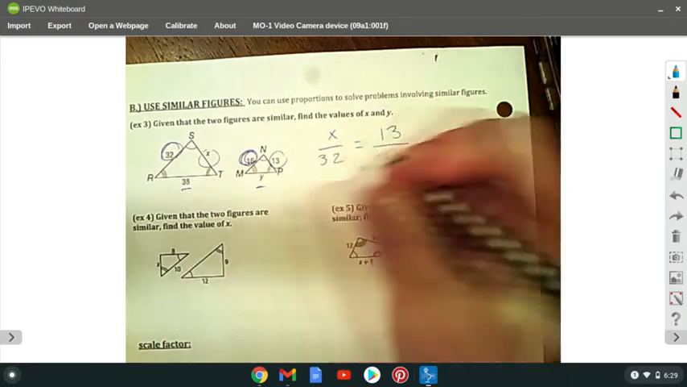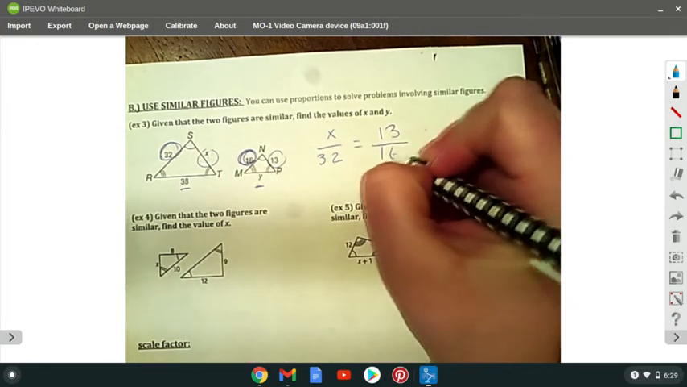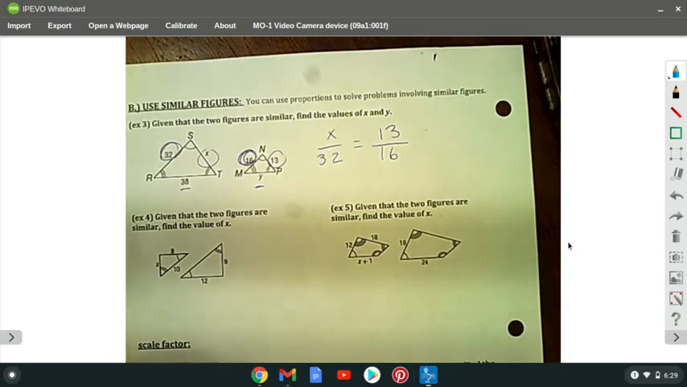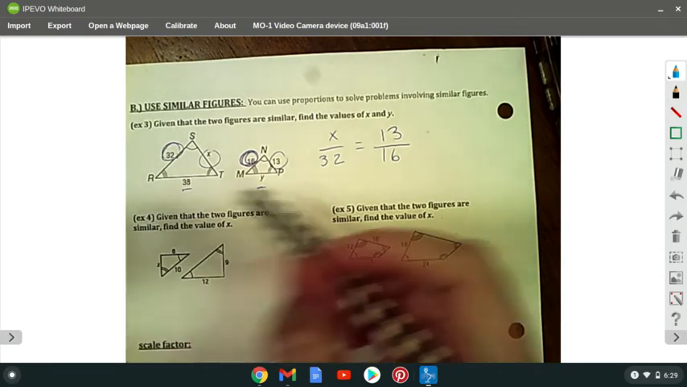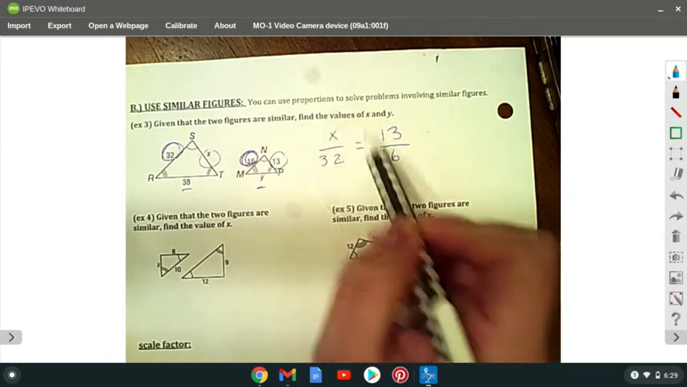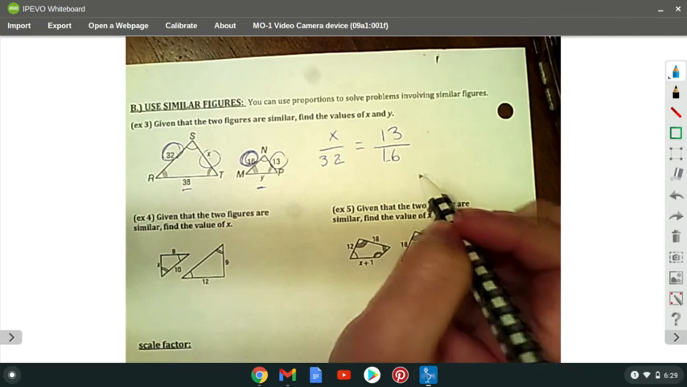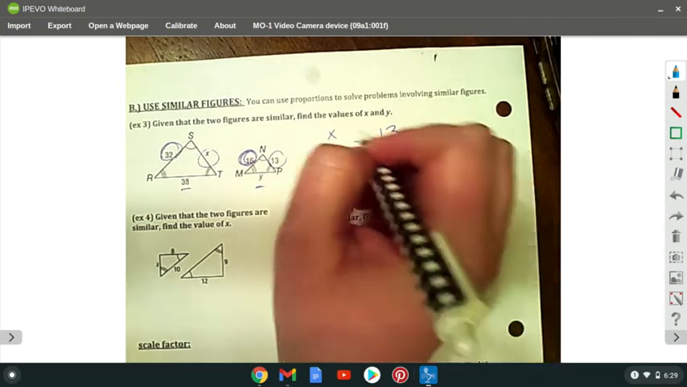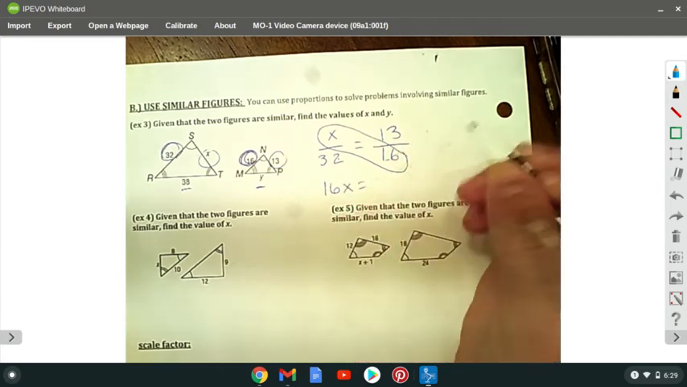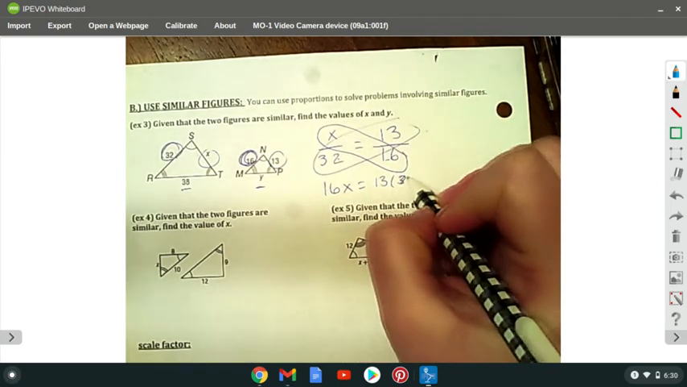I would put the 32 under the x because they're in the same triangle. The 16 under the 13 because they're in the same triangle. Now, I have to choose those 2 sides because they're numbers. Now I only have 1 variable in this equation. Now, hopefully you remember this from middle school. You're going to cross multiply here. So you would do 16 times x equals 13 times 32.